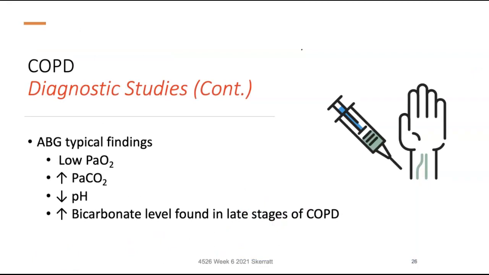Diagnostic studies, so your ABGs, typically they are hypoxic or hypoxemic, so a low PaO2. We've talked about the increase in CO2 and a decrease in pH, remember the opposite, respiratory acidosis, and sometimes an increase in bicarbonate levels found in the later stages of COPD. And I would probably think that's a compensatory mechanism.